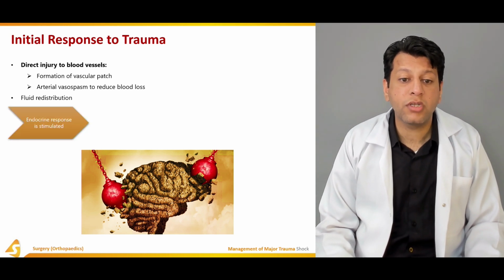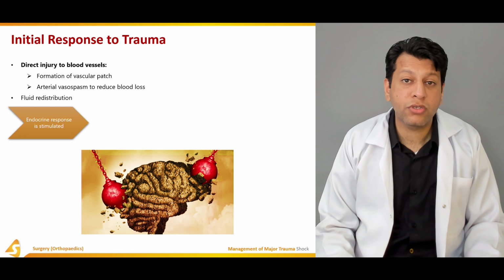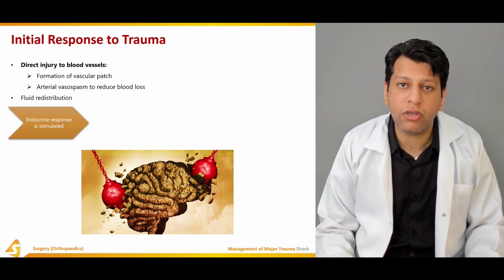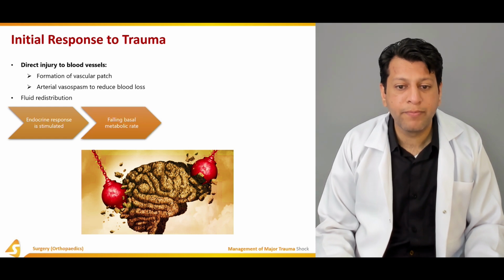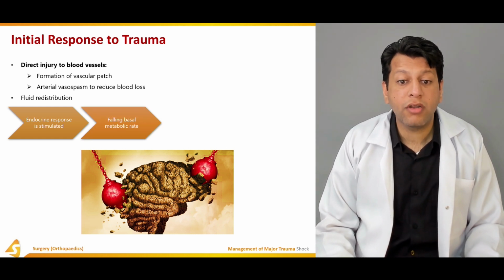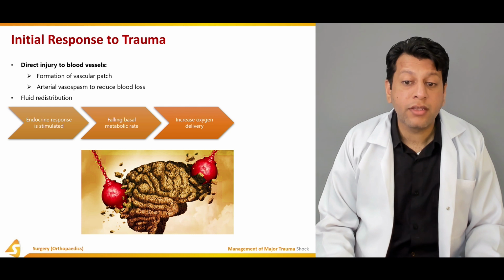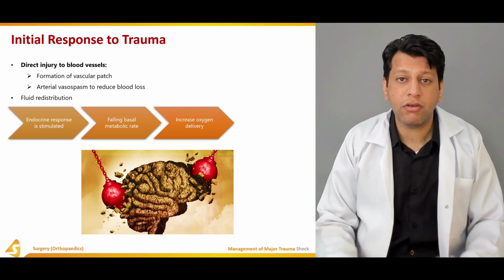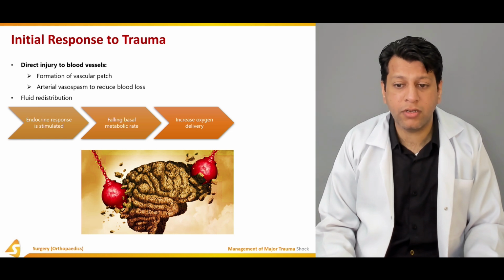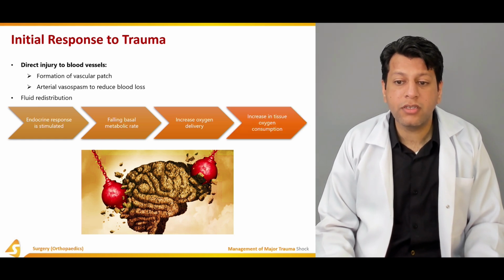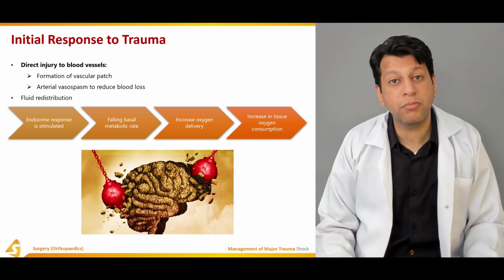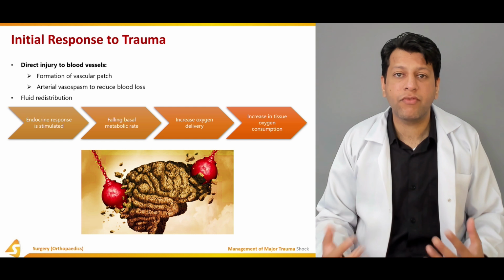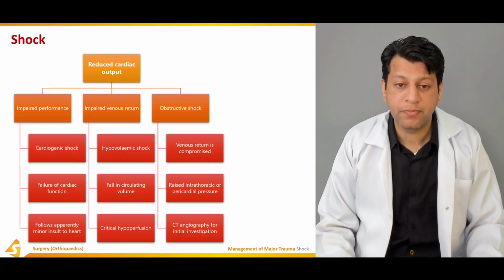So usually associated with endocrine responses stimulated, there is a release of vasopressin and glucocorticoids such as hydrocortisone as well. And this may be associated with falling basal metabolic rate. There is increased oxygen delivery as well towards the vital organs such as the heart and the brain, and there may be increase in the tissue oxygen consumption as well. So this is usually what happens when the body is suffering from that kind of a shock.